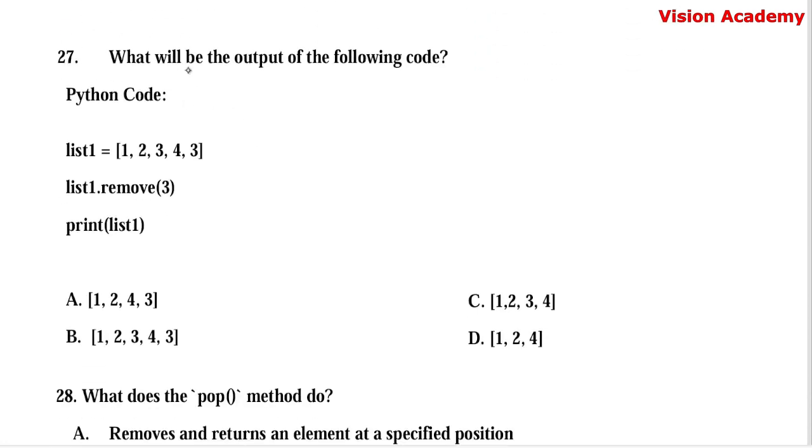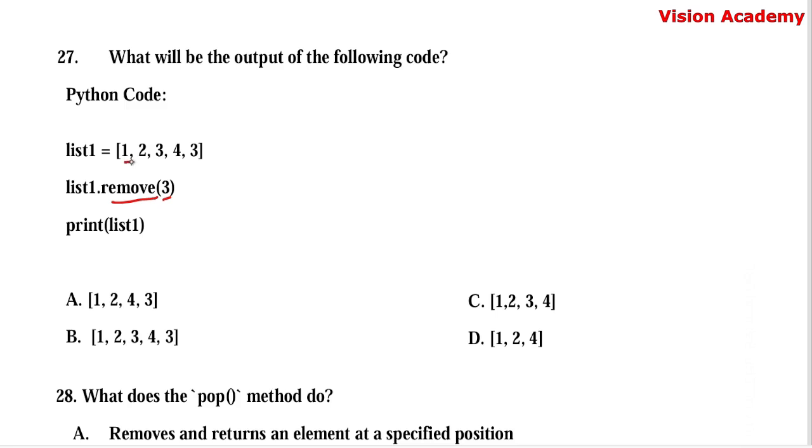Question number 27. What will be the output of the following code? Python code: list1 = [1, 2, 3, 4, 3]; list1.remove(3); print(list1). So here the options are A, 1, 2, 4, 3. B, 1, 2, 3, 4, 3. Option C, 1, 2, 3, 4. D, 1, 2, 4. So here the remove method is going to remove the element 3 at its first occurrence.